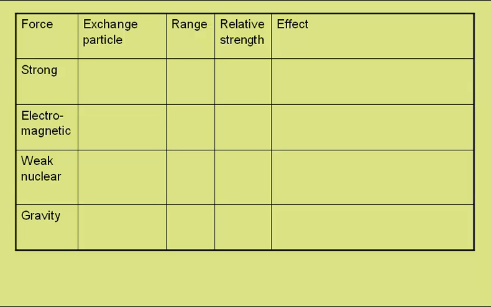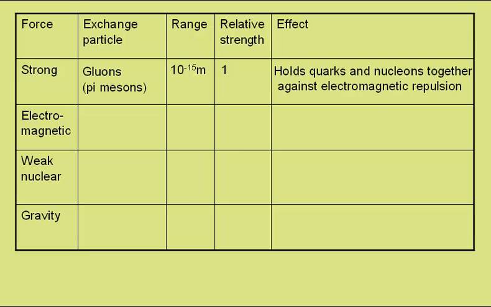This table summarizes the main properties of the exchange particles for the four forces. You only need to know the electromagnetic and weak force in detail, but I've included all of them just for completeness. The exchange particles of the strong force are called gluons, and these are pi mesons. They have a range of around 10 to the minus 15 meters, a very short range. A relative strength of 1, that's what we're going to base the other ones on. And their effect, well, they hold the quarks and nucleons together against the electromagnetic repulsion in the nucleus.